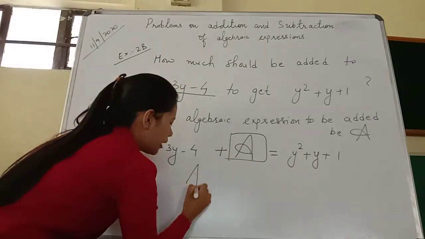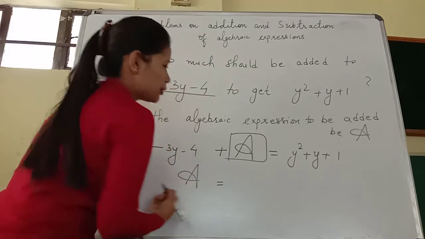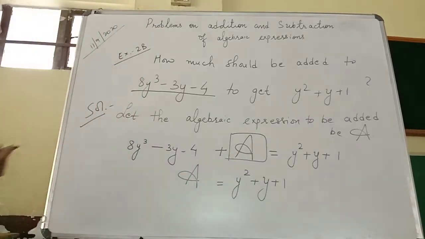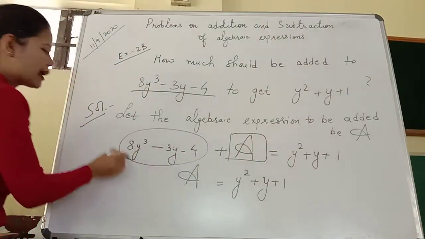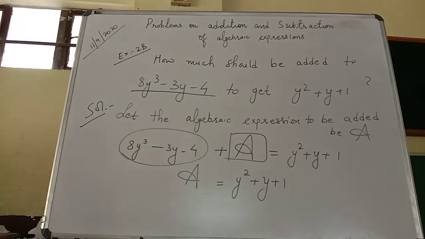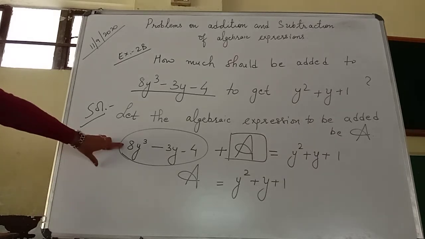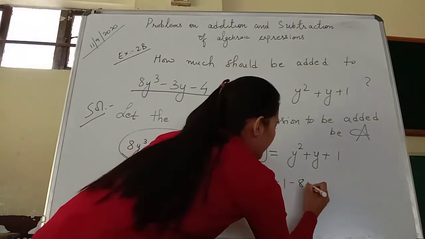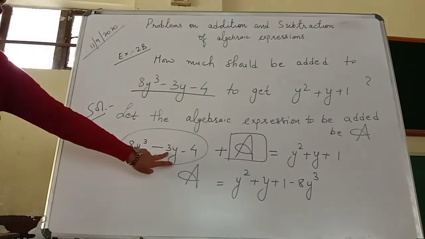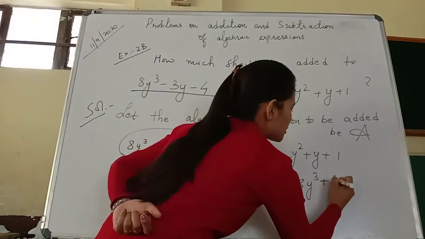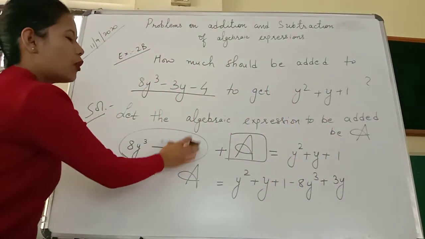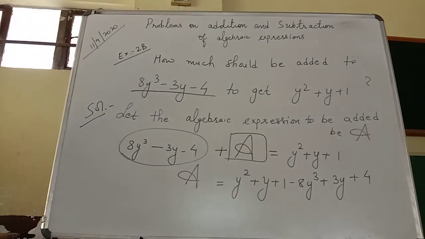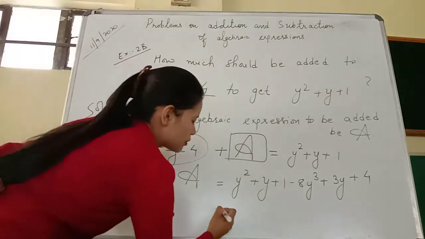So we keep this a on one side. This will be equal to whatever is there on the right hand side, we write it as it is. Now we will take this expression towards the right hand side. The concept remains the same. We do the transpose. So plus 8y cube, when taken to the right hand side, becomes minus 8y cube. Minus 3y when taken to the right hand side becomes plus 3y. And minus 4 when taken to the right hand side becomes plus 4. Now we will get the required algebraic expression by solving this.